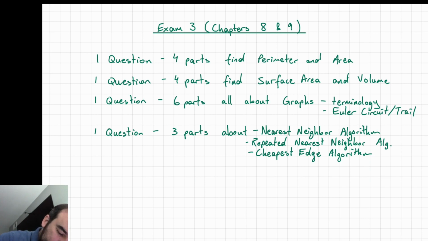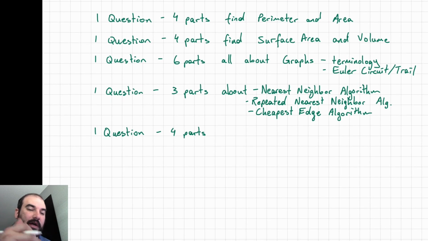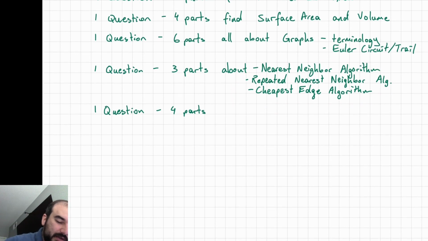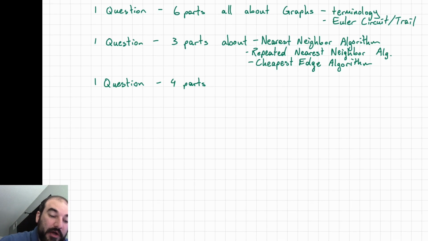And then there's one more question on the exam, so there's 5 questions total. This one will have 4 parts. So we've covered everything so far with the perimeter, area, surface area, volume, and then we talked about Euler circuits and trails, and then all of the algorithms that we just covered. So the last question is more of a critical thinking question, where you need to draw graphs given certain situations, certain characteristics.